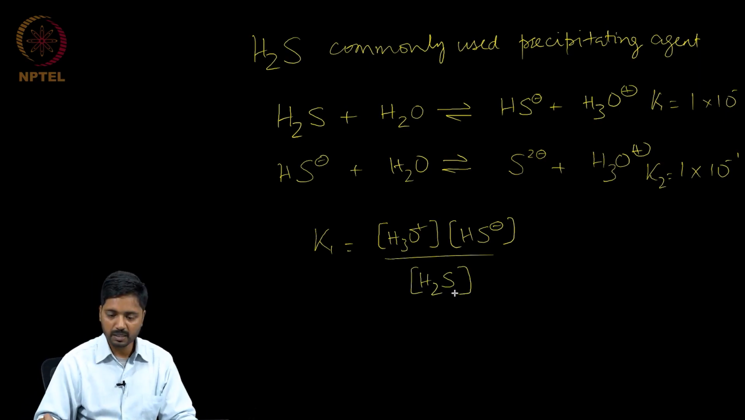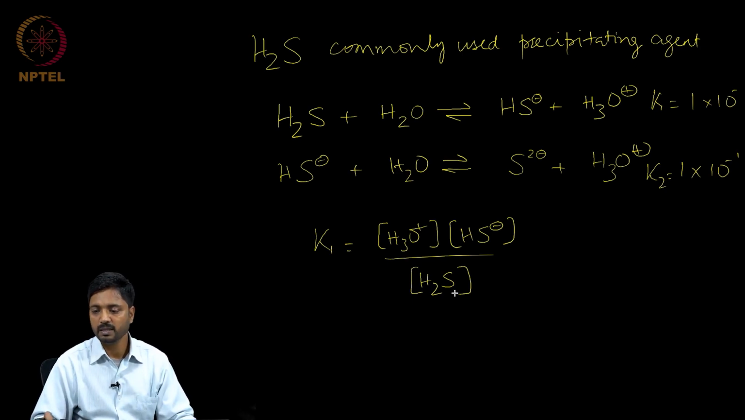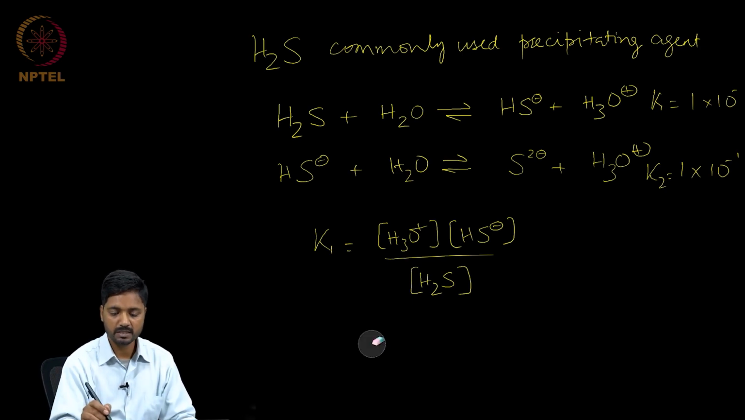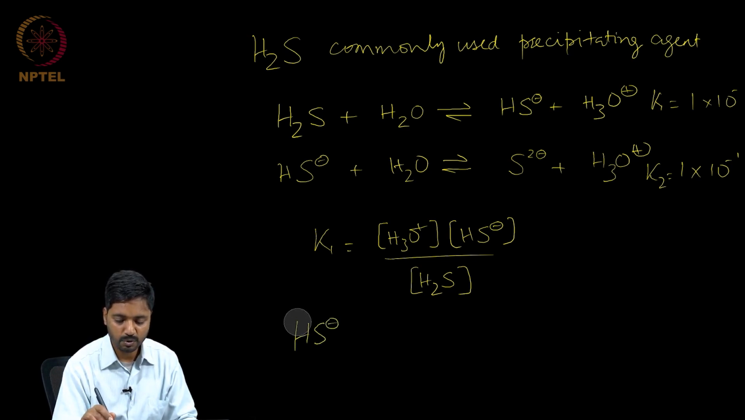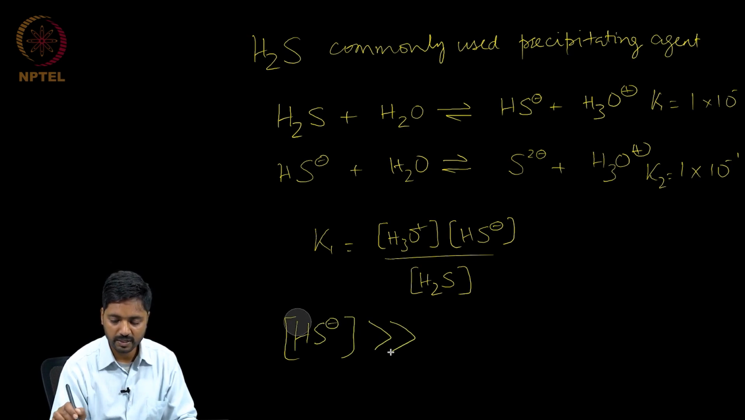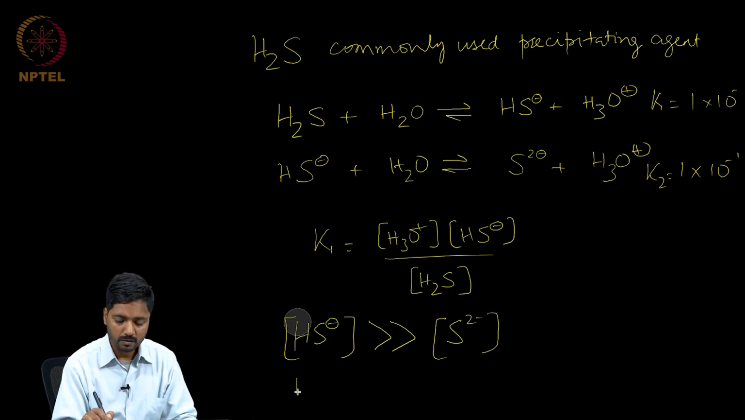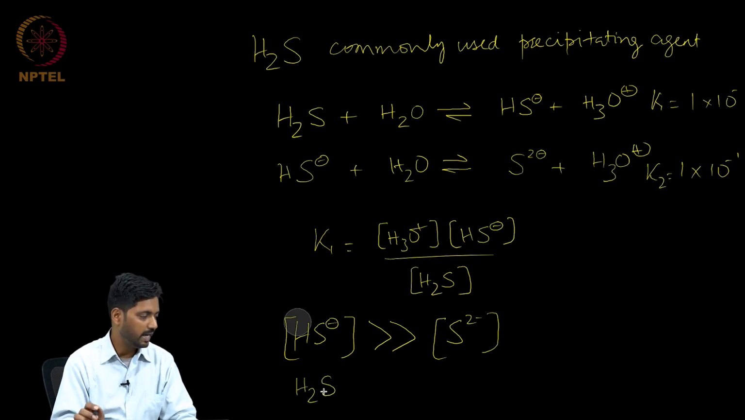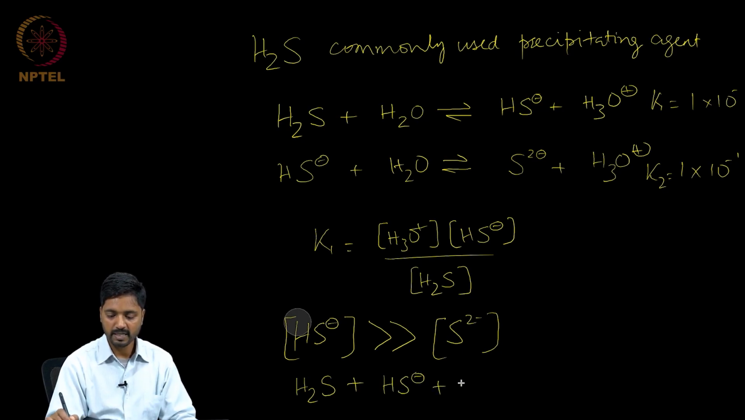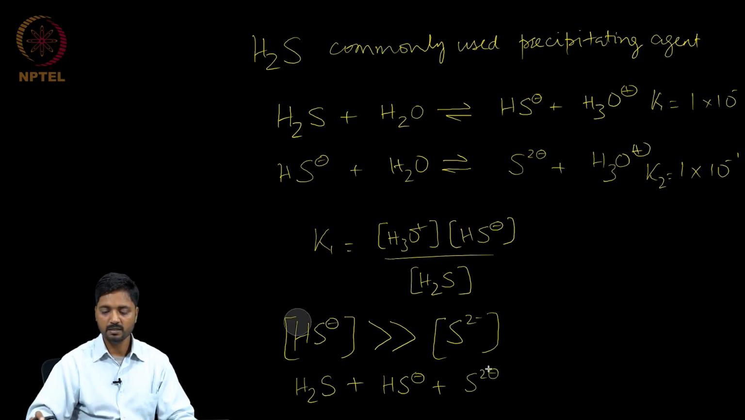And typically, based on the equilibria that we just mentioned, the HS minus, the monoanion concentration, is significantly greater than the dianion concentration. And what we can write is that at equilibrium we will have the H2S present, the HS minus present, and the sulfide ion in a very small amount present at equilibrium.